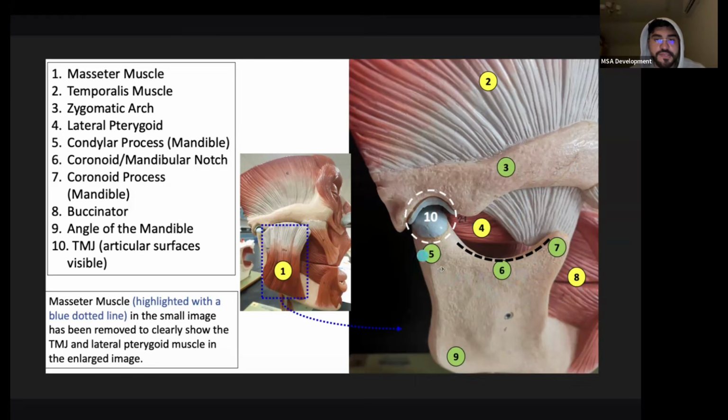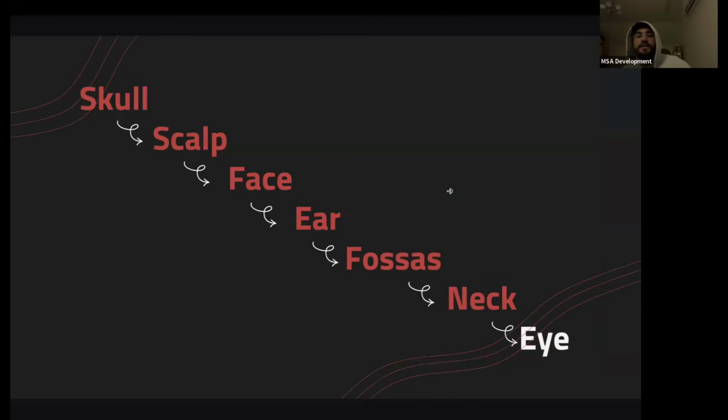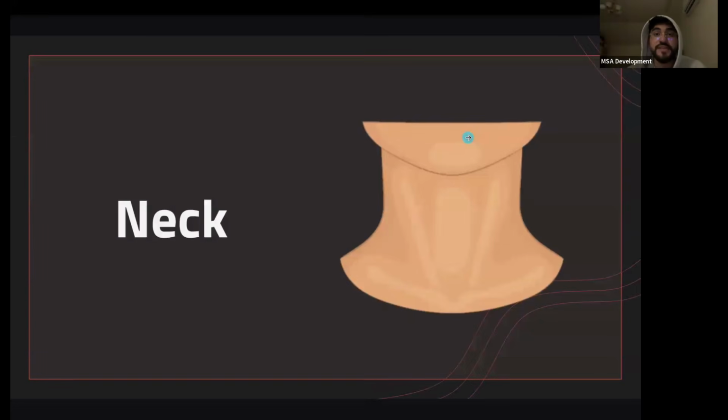And these are just processes. This is the condylar process of the mandible. This is going to be the mandibular notch, and this is going to be the coronoid process of the mandible. And this is the TMJ right here. But now we're done with the fossas, moving on to the neck.